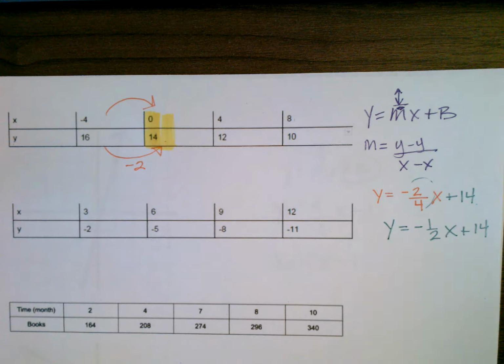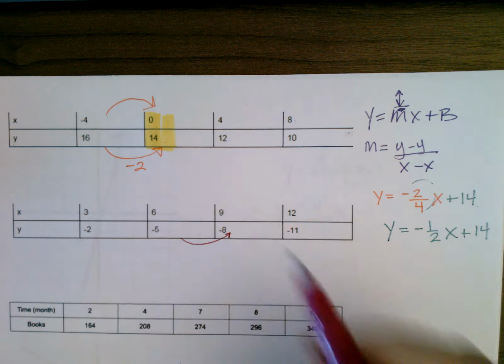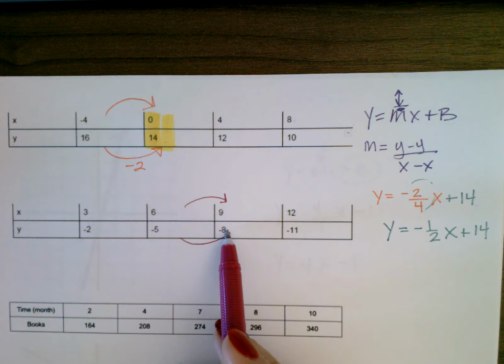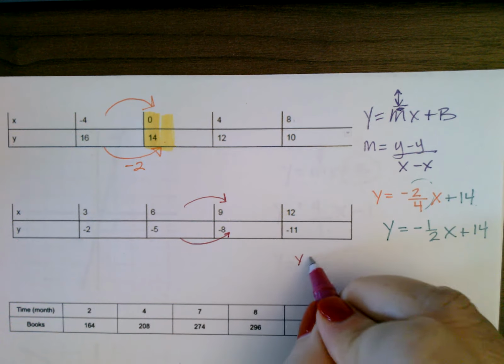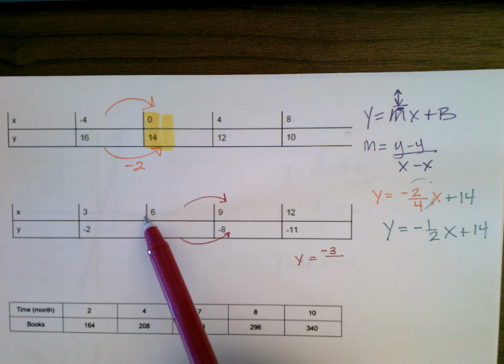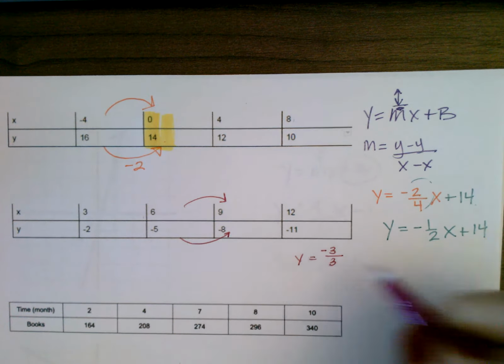Now we'll repeat the process with the table below it. Again, picking any two columns you want. To mix it up, I'm going to pick the center two. It doesn't matter. -5 to -8 is a change of -3. To go from 6 to 9 is a positive 3.